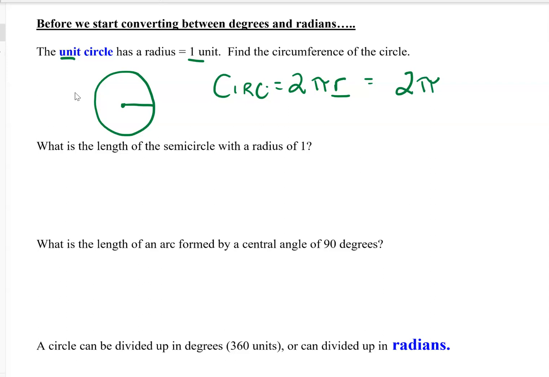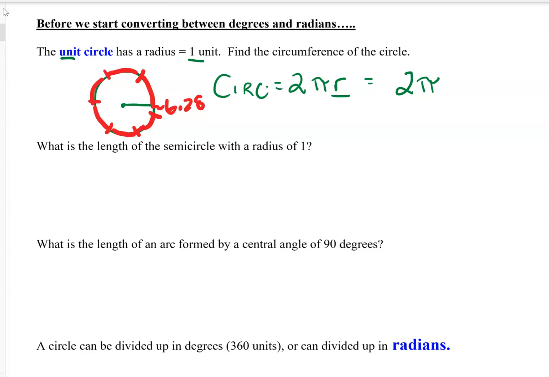That means that our radius would lay along our circle 1, 2, 3, 4, 5, 6, and a bit. 6.28-ish. We could go around.